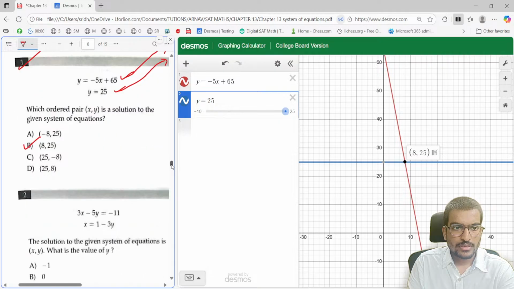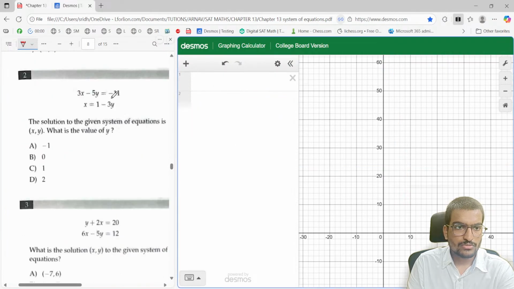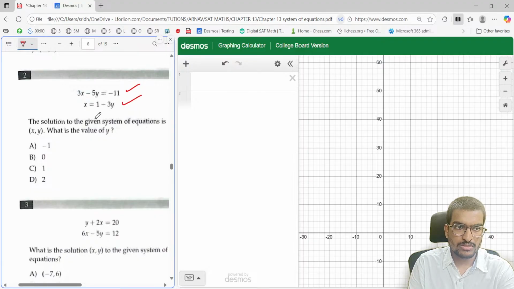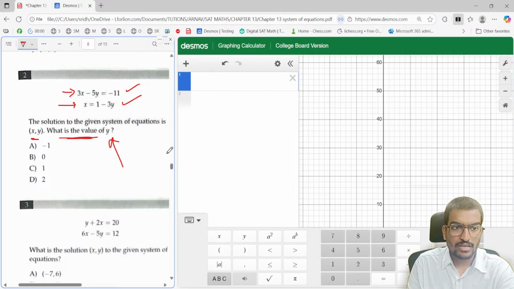Now coming to question number 2. Here also they're given two equations. The solution to the given system of equations is x comma y. What is the value of y? Come on, let's keep these two equations into DESMOS and see what value of y we are going to get. I want you to do along with me.